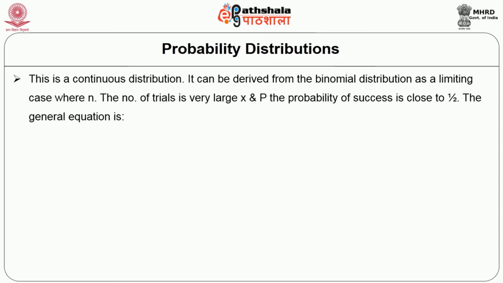where n represents the number of trials in a very large sample, say x, and p, the probability of success, is close to a half. The general equation is called a function of x, equal to 1 divided by root of 2 pi sigma, to the power of x.